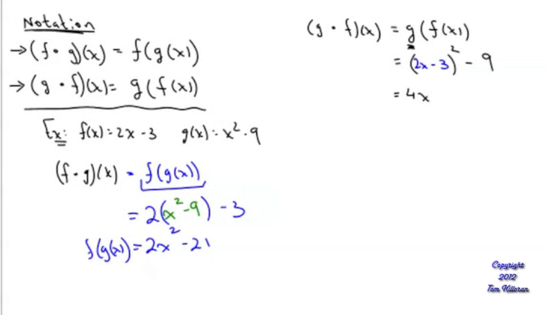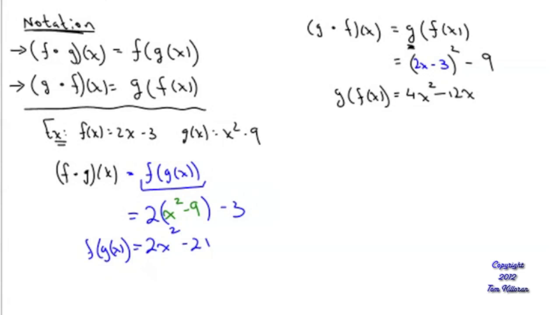4x squared minus 12x plus 9 minus 9. That's all I have to write. And that's your answer. Well, it's plus 9 minus 9. What happens with plus 9 minus 9? Is there anything that's going to simplify? Am I going to cancel with anything?